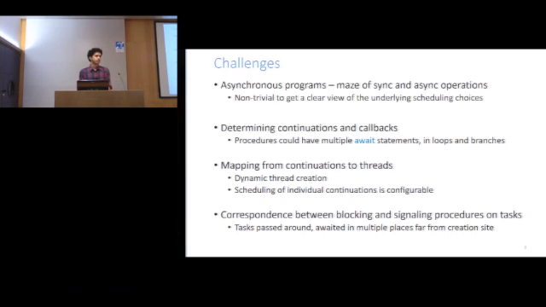We also need to figure out what threads a continuation might run on. And this is complicated by the fact that C# allows dynamic thread creation and the scheduling of individual continuations is configurable. And finally, we need to infer the correspondence between blocking and signaling procedures on tasks. Tasks are first class objects and can be passed around, which means that you could await a task very far from its creation site.